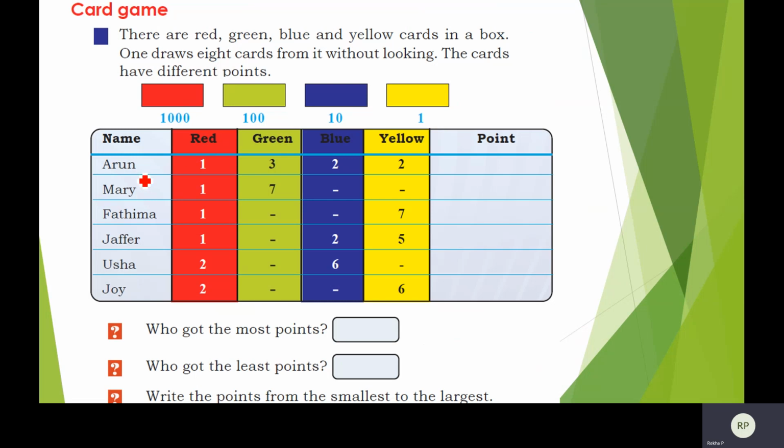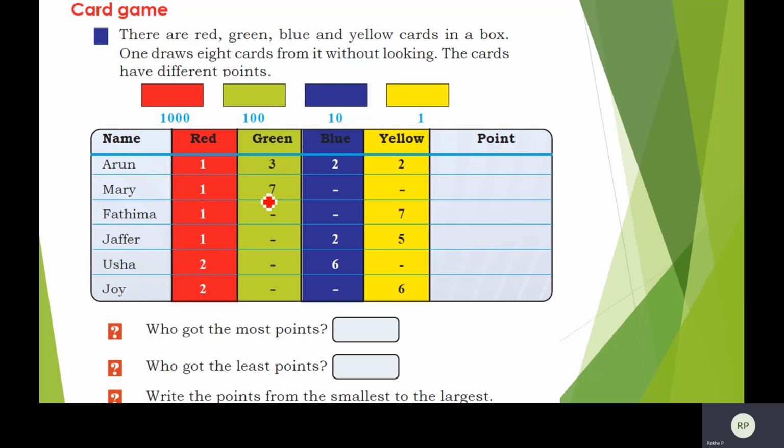Okay. Now each person has randomly drawn 8 cards. It is random. They did not actually look at the cards, and randomly they have taken 8 cards. And then they have given how many cards of each color have been taken. 1 red card is there, 3 green cards are there, 2 blue cards are there, and 2 yellow cards are there. So now you have to find out what is the total point. How will you find out the total point?